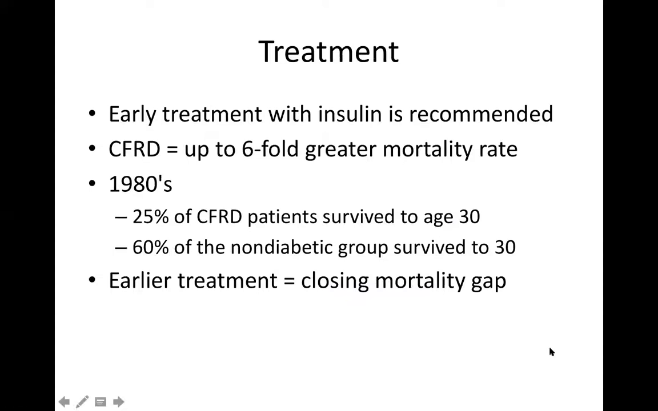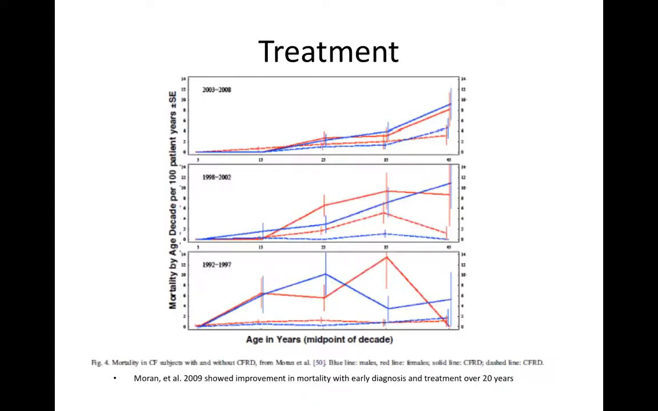So if you have cystic fibrosis related diabetes, we know that early treatment with insulin is recommended. Because if you have CFRD that is untreated, meaning you are not receiving treatment, you have an up to 6-fold greater mortality rate. In the 1980s, 25% of patients survived to age 30 if they had cystic fibrosis related diabetes, but 60% of the non-diabetic group survived to age 30. And now with earlier treatment of this disease, we are closing that mortality gap.